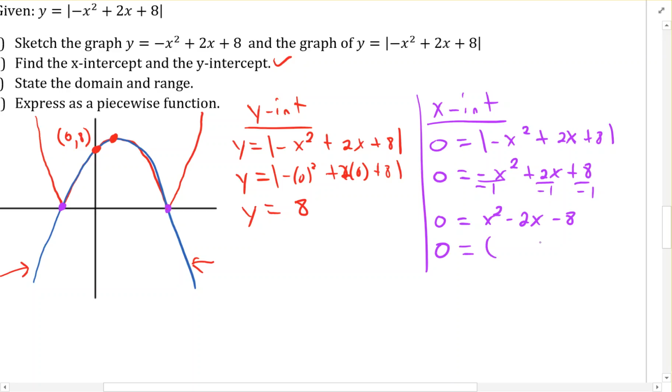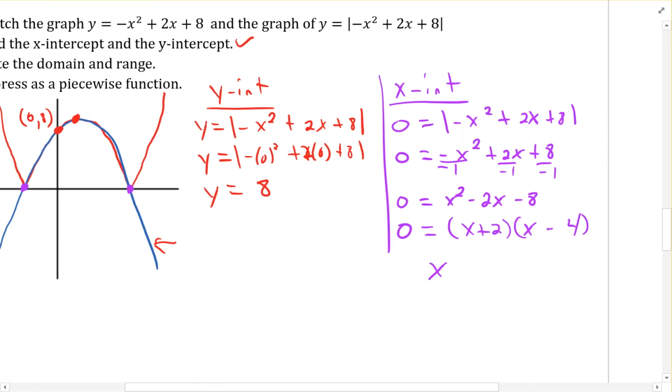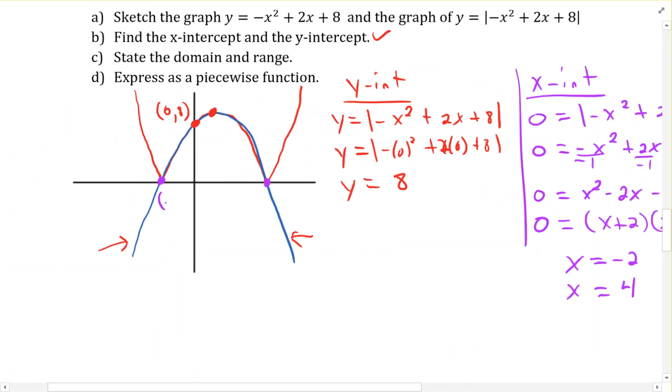So now I've got 0 is equal to, let's factor this, x and x, multiply to negative 8, add to negative 2, so it'd be 4 and 2, and the 4 would be negative, that'd be positive. So this is going to happen when x is equal to negative 2 and when x is equal to positive 4. So those are our x-intercepts: negative 2 comma 0, and positive 4 comma 0. Those are also going to be our invariant points, which are going to be important when we write this out in piecewise functions.